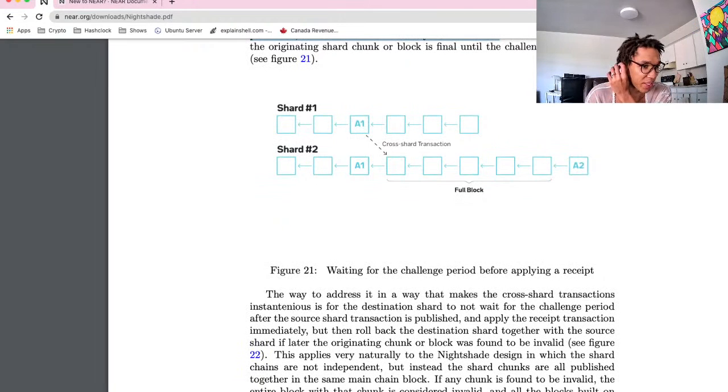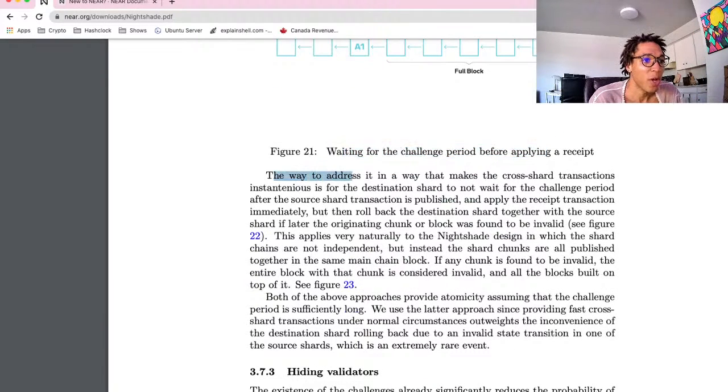And this is just a figure explaining waiting for a challenge period before applying the receipts. You need to wait before the challenge period's over. And once, okay, you know what, no one said anything's wrong with this, then you can continue, because you don't have all the information. The way to address it in a way that makes the cross-shard transaction instantaneous is for the destination shard to not wait for the challenge period after the source shard transaction is published and apply the receipt transaction immediately, but then roll back the destination shard together with the source shard if later the originating chunk or block was found to be invalid.